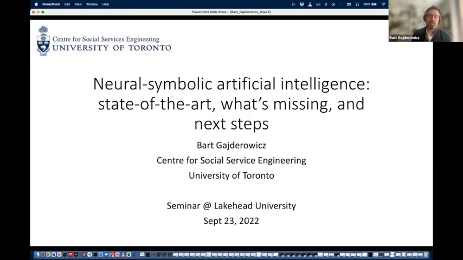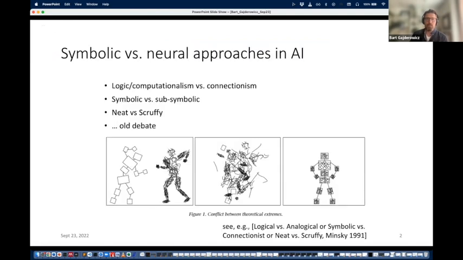What I'll cover today is neural-symbolic artificial intelligence: state of the art, what's missing, and what I think are the next steps. So what is this neural-symbolic field? It's really the merging of symbolic AI and neural approaches.